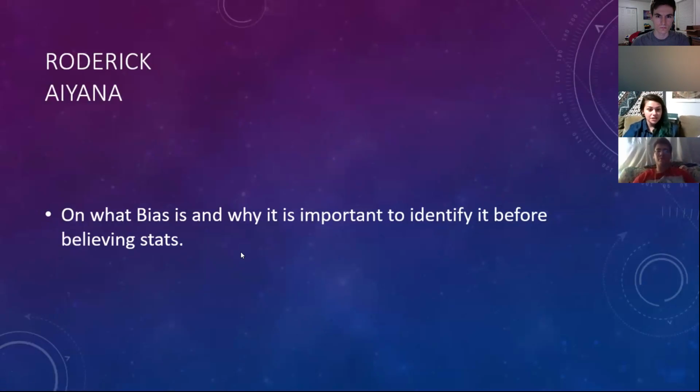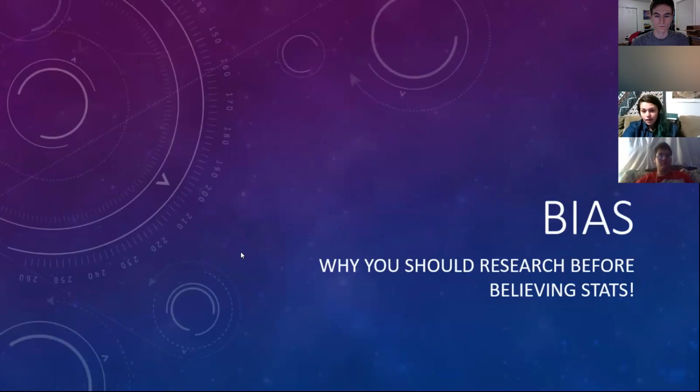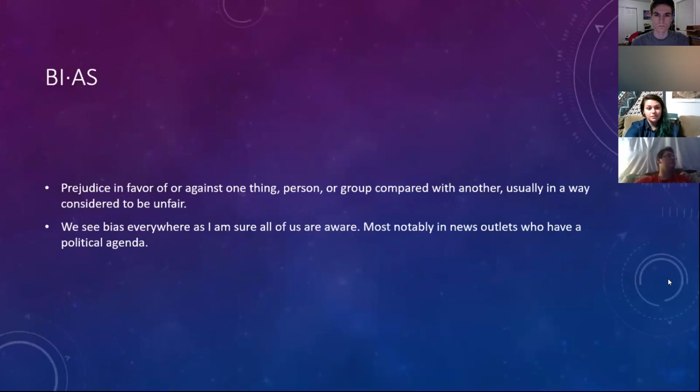This presentation is about what bias is and why it is important to identify it before believing statistics. Let me pull us up here. This is all about why you should research more before believing statistics. Bias is defined as prejudice in favor of or against one thing, person, or group compared with another, usually in a way that is considered to be unfair.